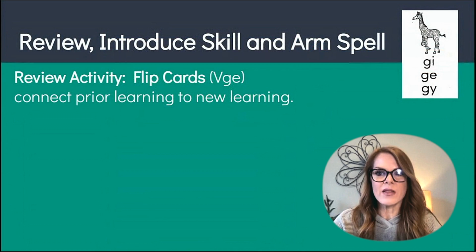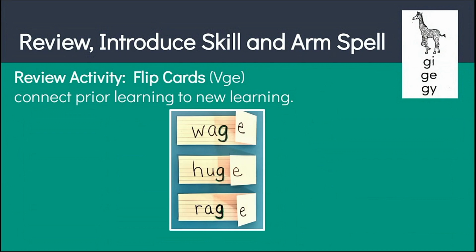Let's start by connecting the new skill to a previously learned skill with a short review of vowel GE patterns using flip cards. In vowel GE words, there is a vowel consonant E pattern with GE saying J. The silent E has two jobs. It tells the vowel to say its long sound and also tells the G to say its soft sound. Students can review the skill by using the flip cards to go back and forth between the short vowel and hard G sound and the long vowel and soft G sounds, as in the words wag and wage, hug and huge, and rag and rage.